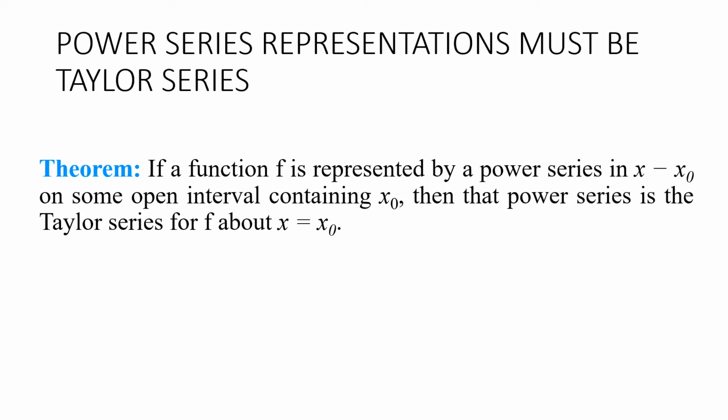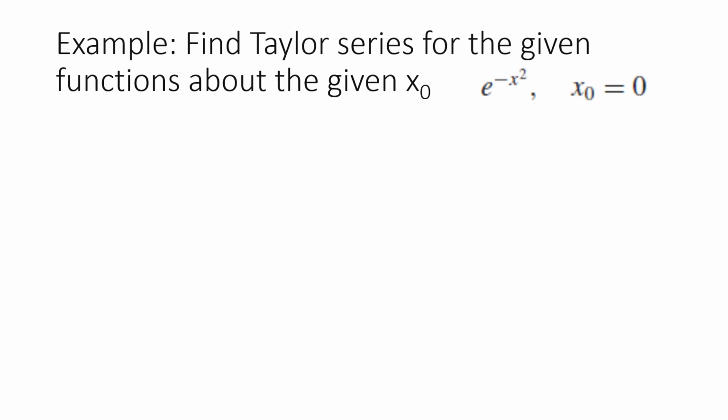Okay, so let's have an example. Find the Taylor series for the given function about the given x sub 0. You have e raised to negative x squared, where x sub 0 equals 0. The simplest way to find the Maclaurin series for e raised to negative x squared is to substitute negative x squared for x in the Maclaurin series of e raised to x.